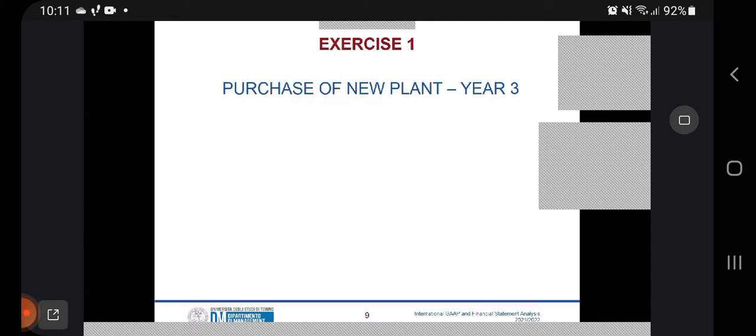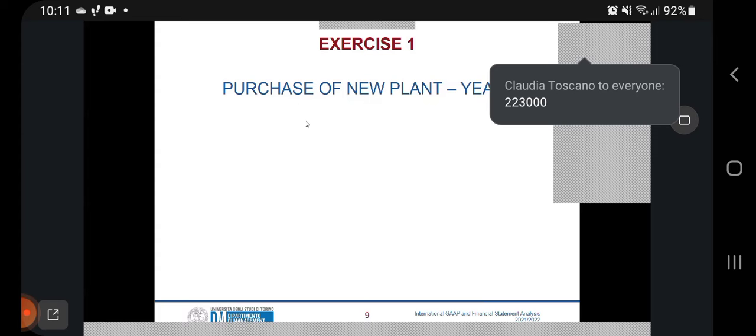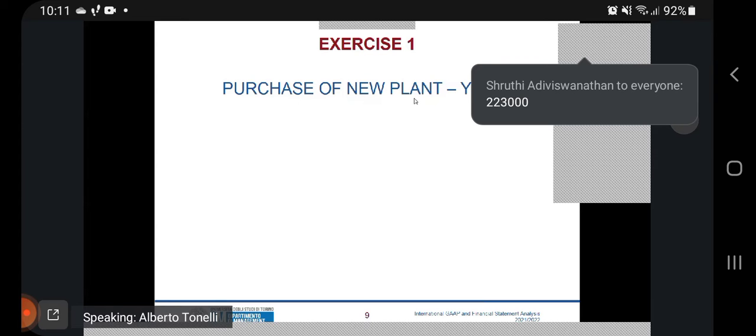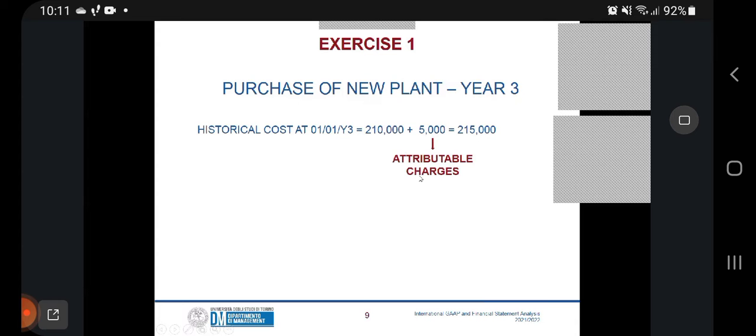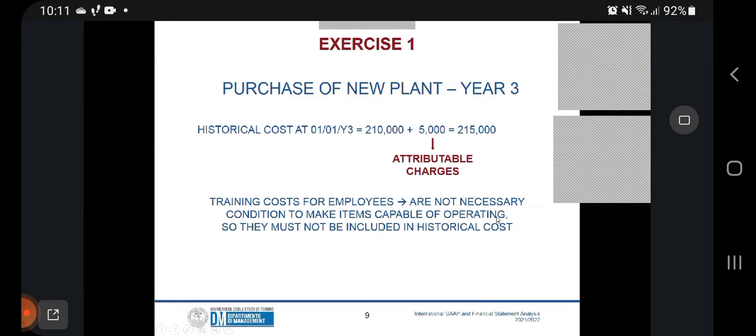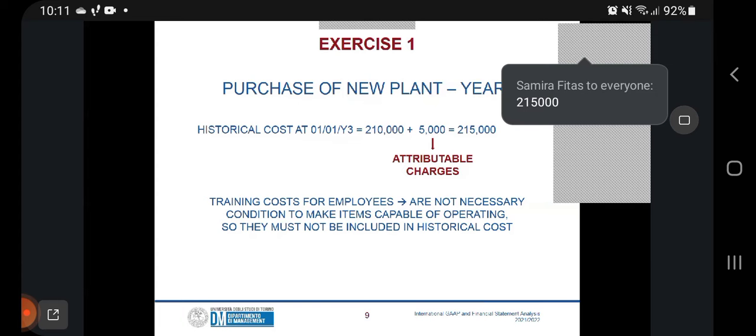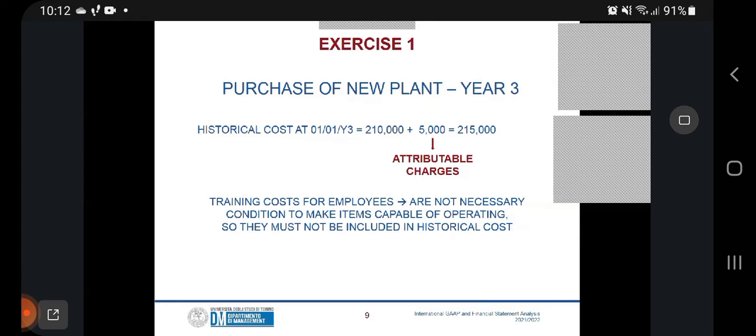According to International Accounting Standard 16, in order to compute historical costs, you have to consider the general cost and then the attributable charges. But if you look at the slide for this particular case, the only attributable charge is 5,000, because according to International Accounting Standard 16, the training costs for employees are not a necessary condition to make items capable of operating. And that's the reason why you do not have to include in the historical cost the training cost for employees.